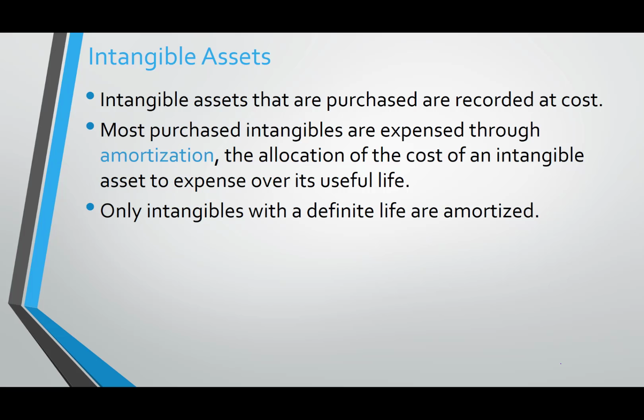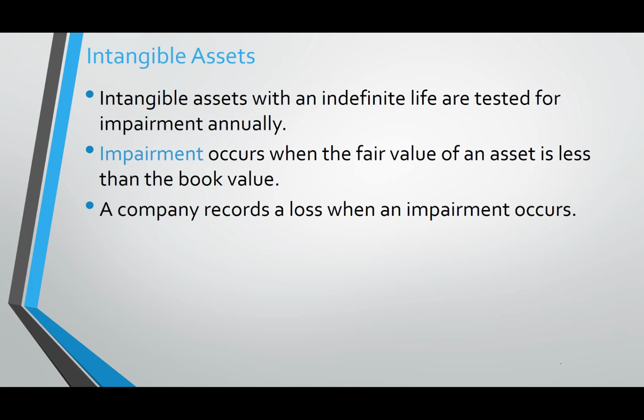The other thing, even though we won't do a whole lot with this in this particular course, is that it's still important to know that you must test intangible assets annually for what's called impairment. That basically happens when the fair value of the asset becomes less than the book value, and then we would have to record a loss when an impairment occurs on an intangible asset in the journal entry.